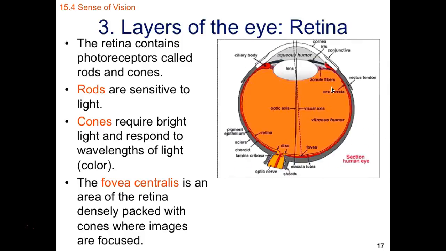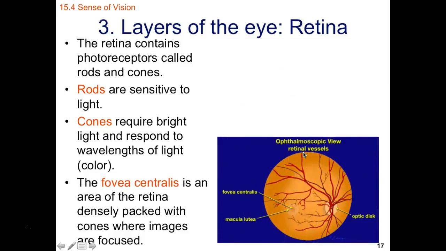Now, our retina has a special area called the fovea centralis. You see how this dips down a little bit here? And this is where we have densely packed amounts of cones where our images are going to focus. So this is the area where we perceive color. Now, within an area called the macula lutea, that's where we have this fovea centralis, just so you're aware.